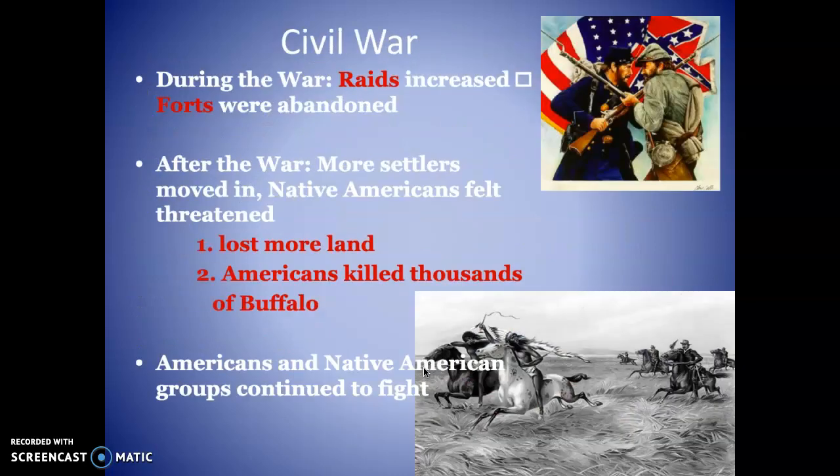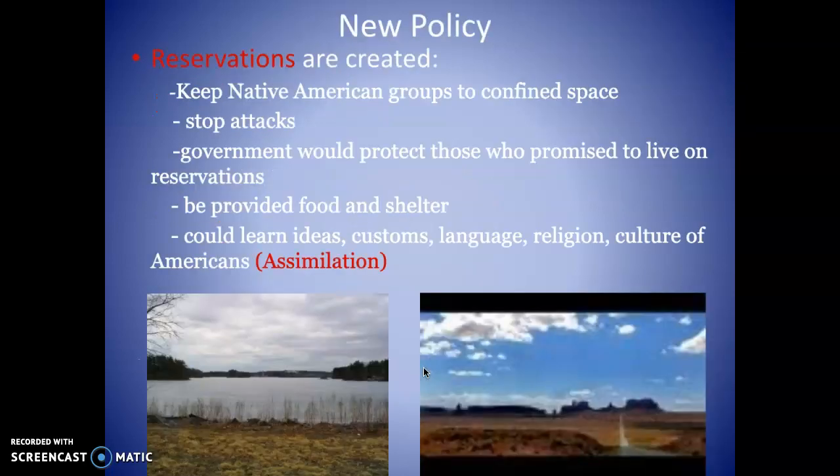The Civil War was going on during this time. During the war, raids increased. Forts were abandoned when soldiers were off fighting in the war. After the war, more settlers moved in. Native Americans felt threatened. They were losing more land, and Americans were killing thousands of buffalo. Americans and Native American groups continued to fight.